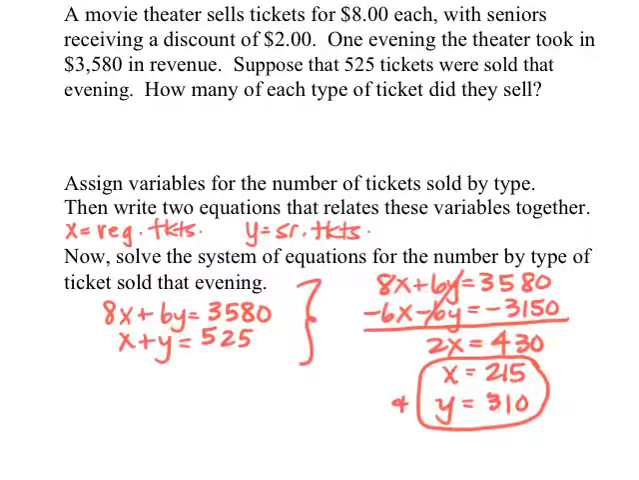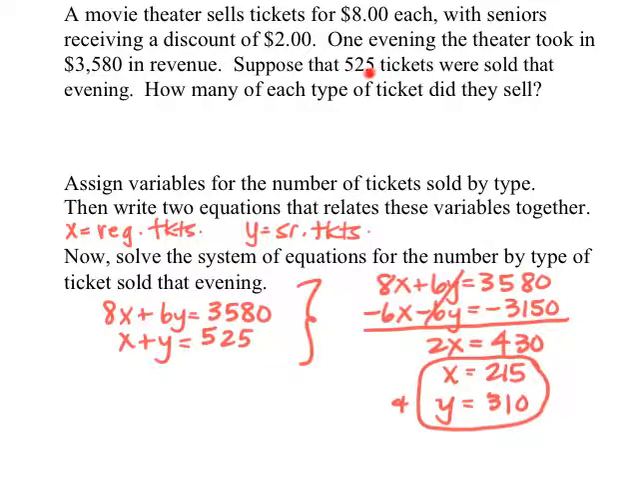All right, the first thing that I did was assign some variables. We have two kinds of tickets. We have regular tickets, which are $8 each, and then we have senior tickets, which are $6 each. If they took in $35.80 in revenue, my first equation can be 8 times each of the regular tickets sold plus $6 times each of the senior tickets sold should bring in $35.80.